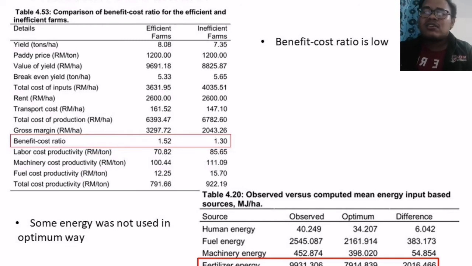Because of this, lots of farmers change their direction by selling their land to the developer, and some of them use the land for other agriculture purposes. Then the second figure is the table of observed versus computed mean energy input based on source in unit megajoule per hectare. As you can see, the difference for fertilizer energy is very high, which is 2016.466 megajoule per hectare. This difference means that fertilizer energy is not used in the optimum way, which will bring a bad effect to the environment such as pollution.